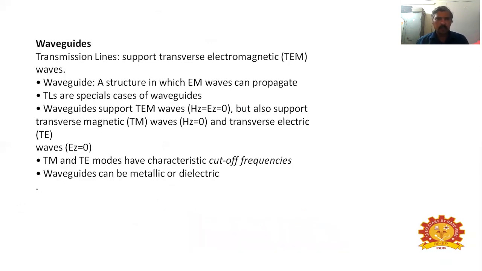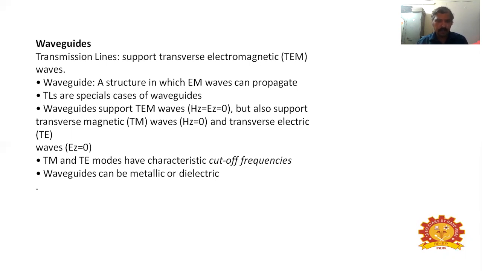Now, coming into waveguides and transmission lines. What do you mean by transmission lines? A transmission line is one which supports transverse electromagnetic waves, TEM waves. Then what is a waveguide? A structure in which electromagnetic waves can propagate. That is, if EM waves are able to propagate in a structure, then that is called a waveguide. Transmission lines are special cases of waveguides.